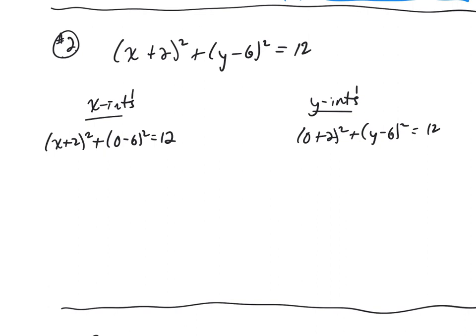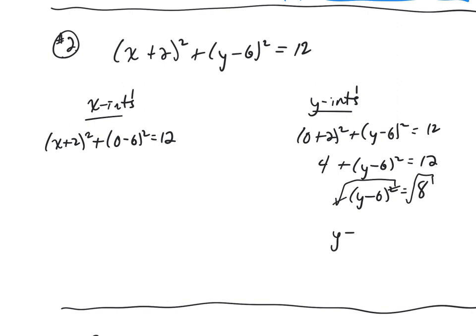For the y-intercept, 0 plus 2 is 2, and 2 squared is 4. Move plus 4 to the other side by subtraction. 12 minus 4 is 8. Get rid of the power of 2 by taking the square root of both sides. So y minus 6 would be equal to plus or minus, and when I reduce the square root of 8, I get 2 square roots of 2.